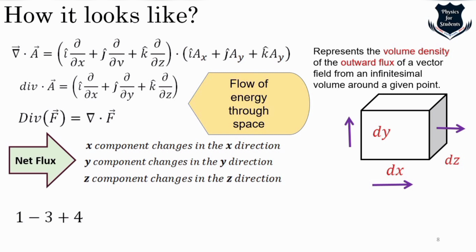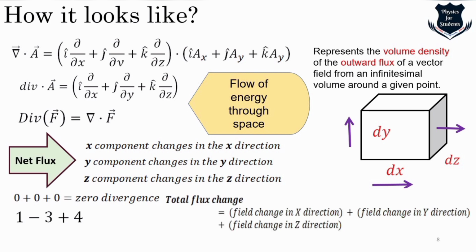What I'm trying to show you is that, for example, if there is a change in the x direction of 1 unit, a movement in the negative direction of y of 3 units, and a movement of positive 4 steps in the z direction, we get 1 minus 3 plus 4, which indicates the movement of the vector flows in x, y and z direction. So in case all the x, y, z are not moving, they have a 0 divergence. So this is what I try to show you.